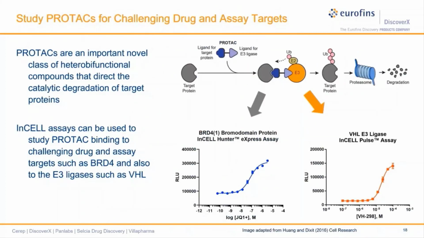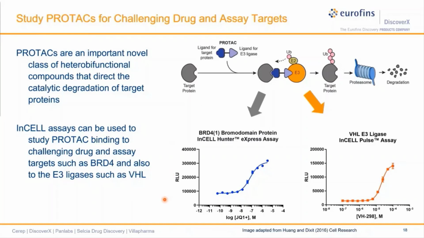PROTACs are an important novel class of heterobifunctional compounds that bring targets and E3 ligases together, promoting target degradation, as shown in the cartoon at the top right. Targets for PROTAC development are typically challenging drug discovery targets. For example, BRD4 has no readily assayable enzyme activity. BRD4 degrading PROTAC MZ1 is comprised of BRD4 binder JQ1 and VHL binder VH298.